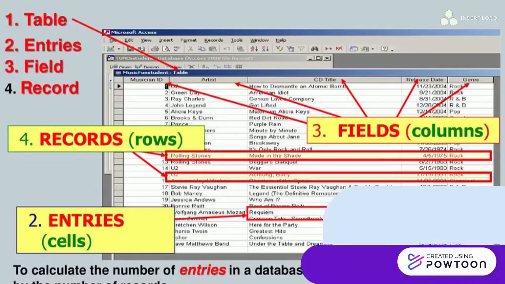This is what we have learned so far. As a summary, a table consists of entries, rows, and columns, where rows are the records, columns are the fields, and every cell will be the entries. Everything makes up the table. This is what we learned.